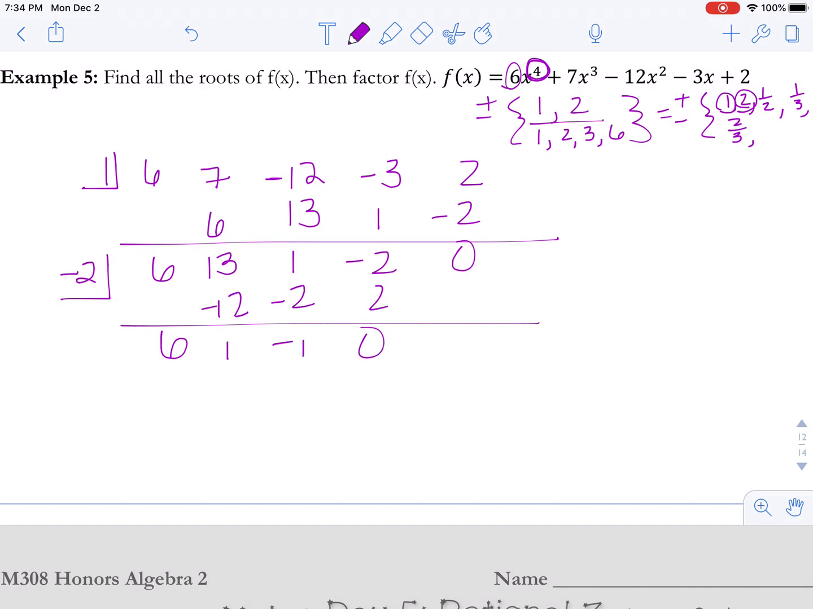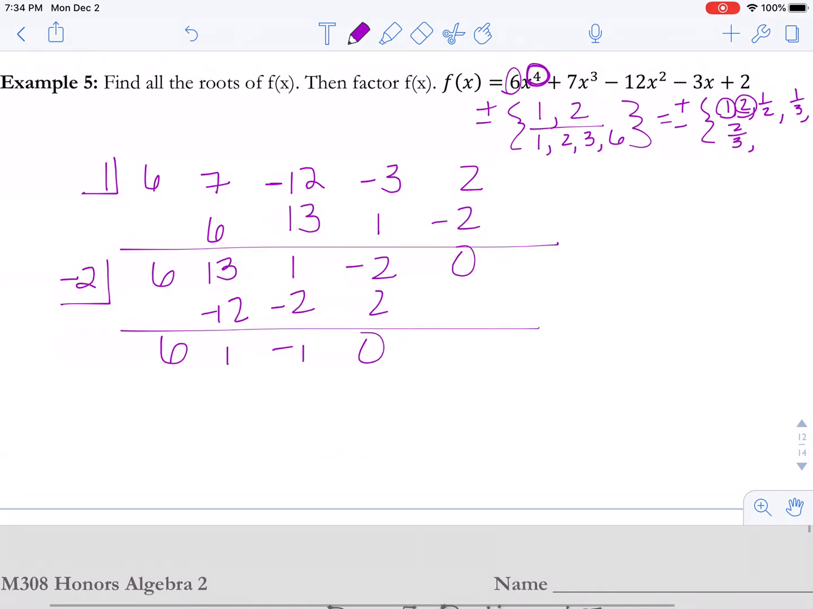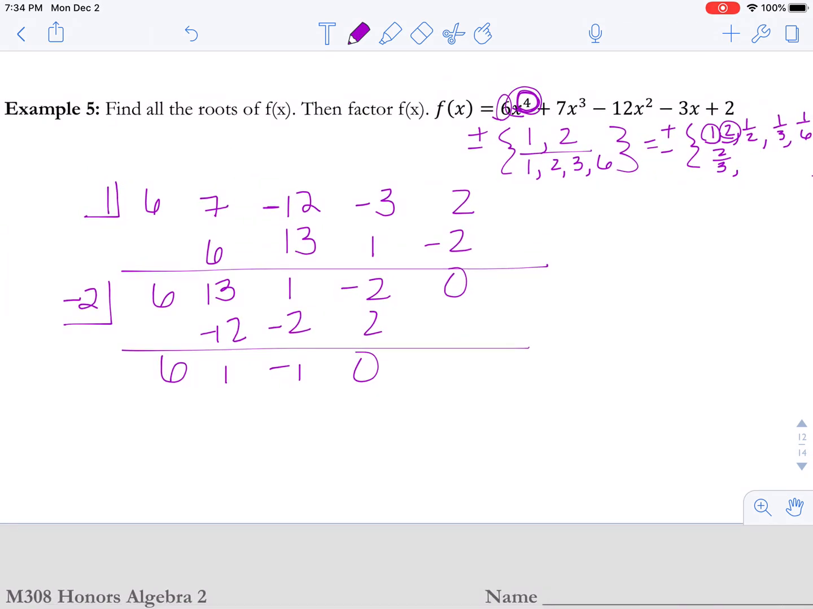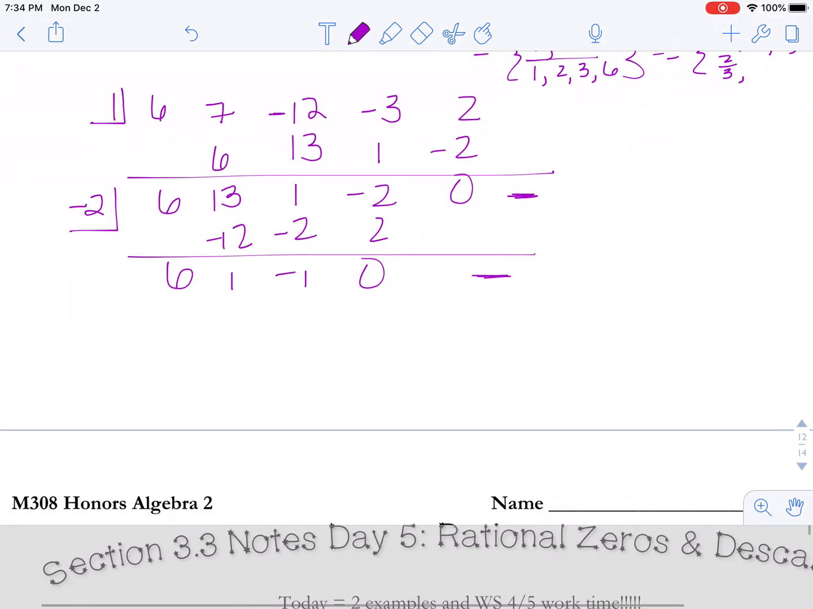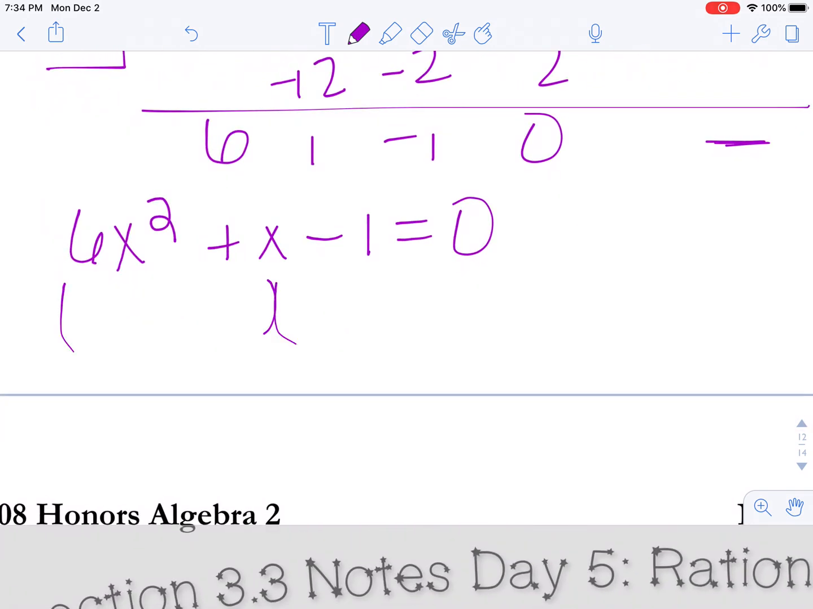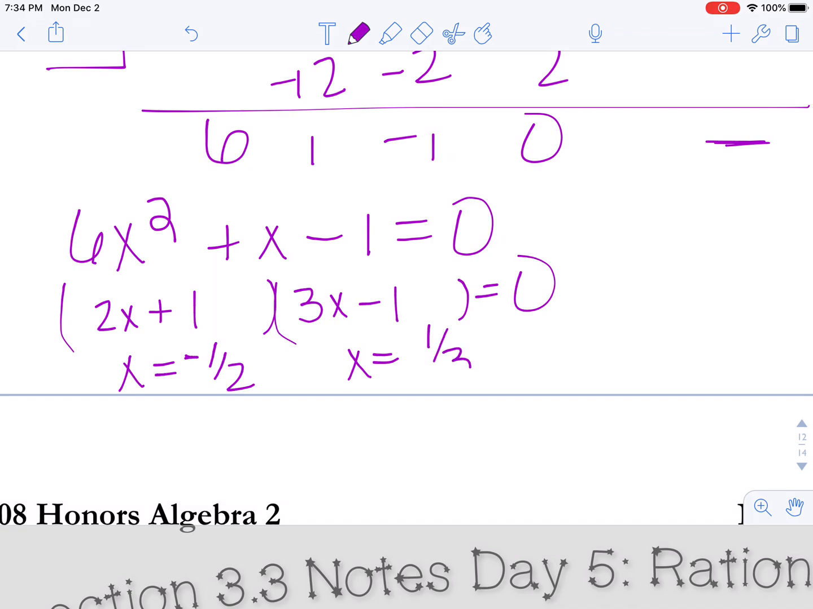That's 0. So what happens now is I started with x to the 4th. This would be x cubed. Now this is x squared. So I have 6x squared plus x minus 1 equals 0. I will try to factor this. This factors out. So I get (2x plus 1)(3x minus 1). So here I have a zero of x equals negative 1/2 and x equals 1/3.